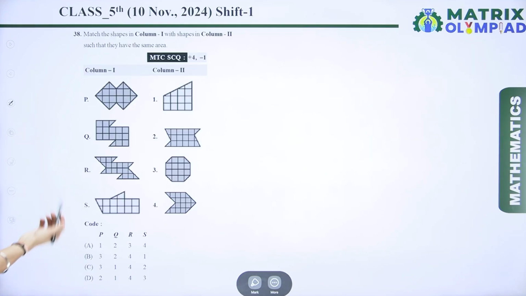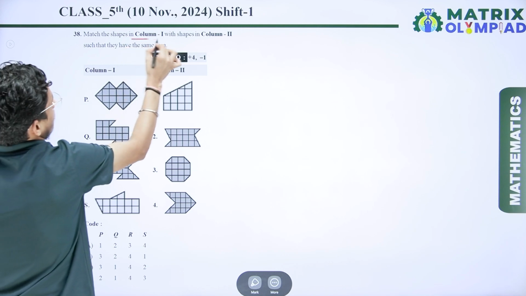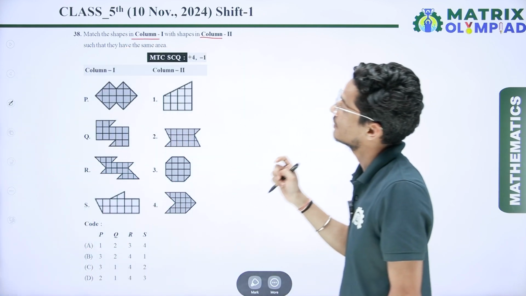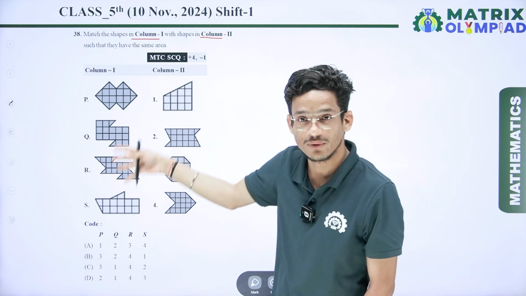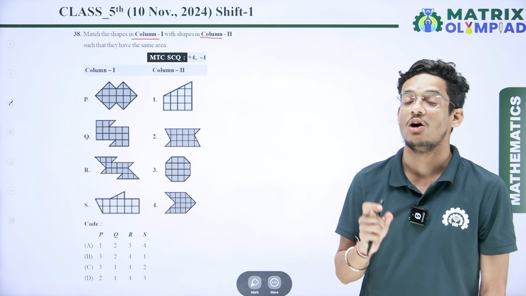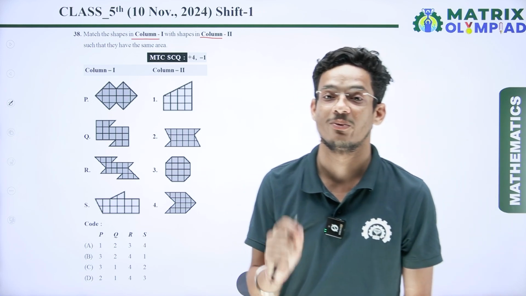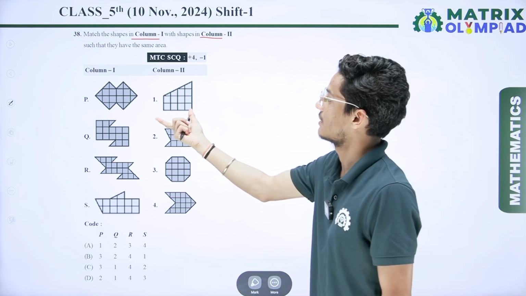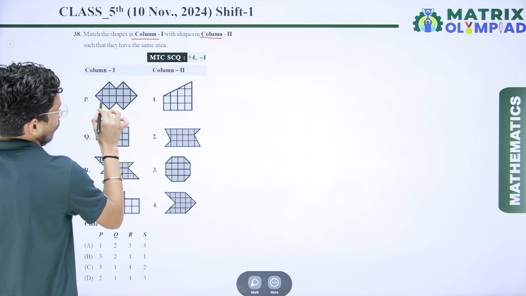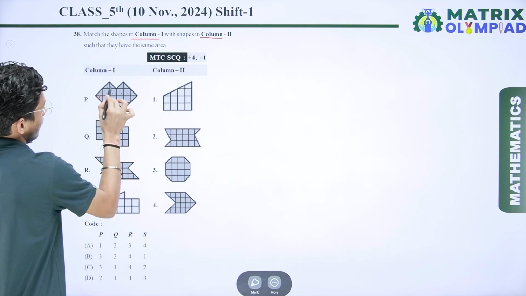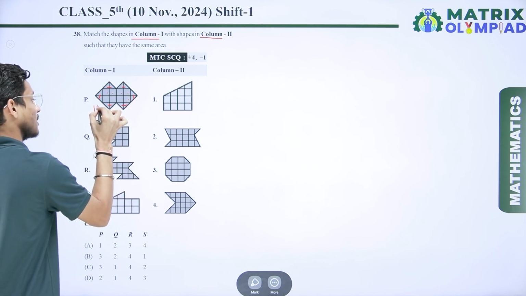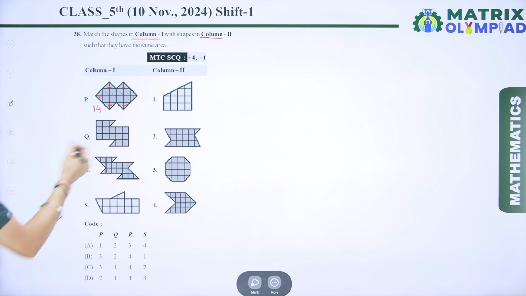So now if I talk about the next question, that is match the shape in column 1 with the shape in column 2 such that they have the same area. So here we have given column 1 and here we have given column 2. So simply we have to count how many squares are formed in shape 1, and that is the square area in unit. Okay, so check 1 2 3 4, 4 4 8, this one is the 9 10 11 12 13 and 14. So here we have total number of squares, that is 14. It means the area is 14 square unit.